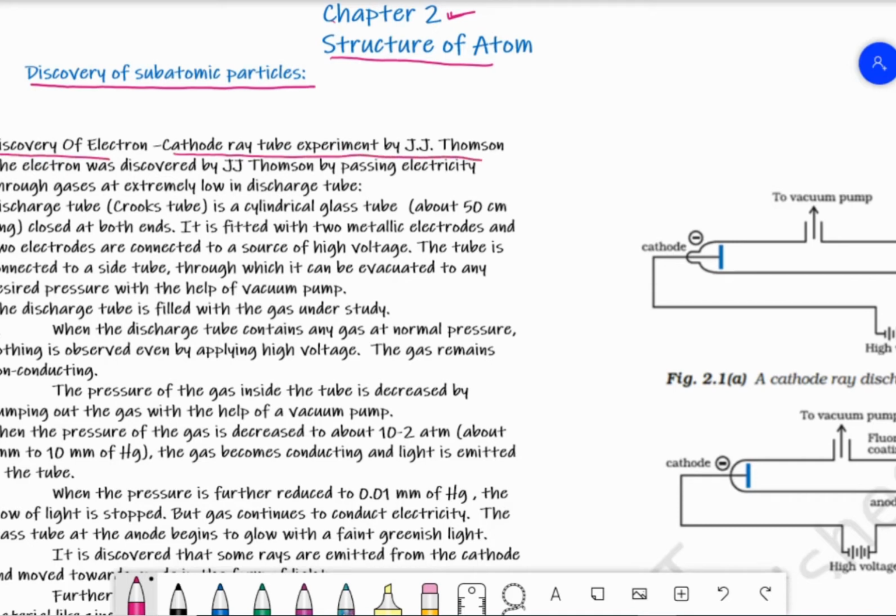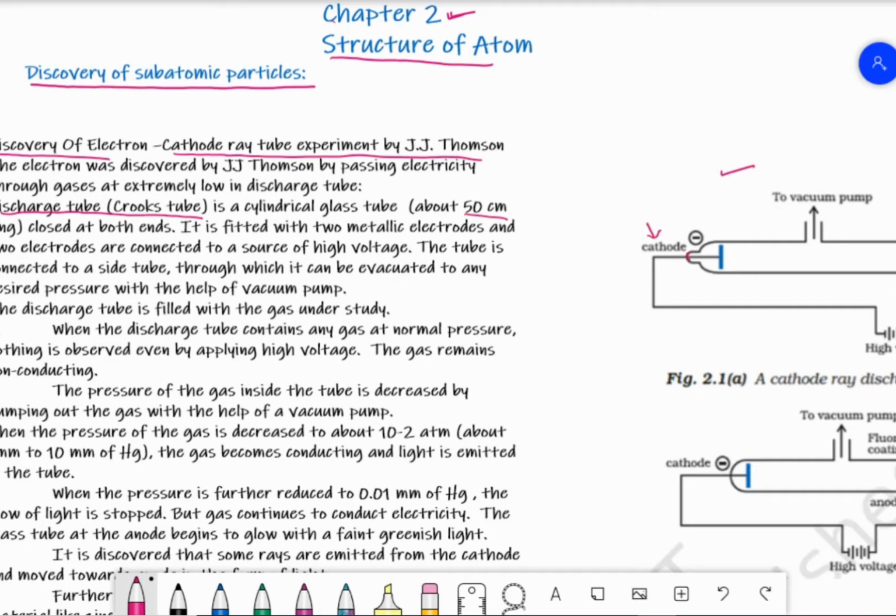When you look at this diagram, you can see a cathode ray tube. This is also called a discharge tube, otherwise known as Crookes tube. It's a cylindrical glass tube about 50 centimeter long, and it is closed at both ends, and it is fitted with two electrodes.